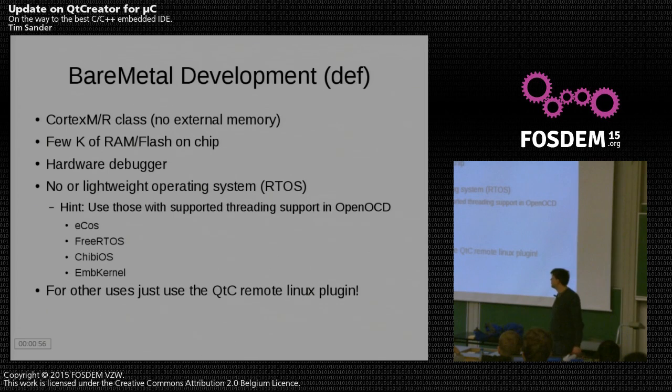So if you're using an open source hardware debugger, what I'm using is OpenOCD. I would recommend to use FreeRTOS, which has the task support built in by OpenOCD. So currently the list is eCos, FreeRTOS, ChibiOS, or the embKernel. And if you're developing on embedded Linux stuff or so, you're not going to use the bare metal plugin, because you can use remote Linux debugging, which is also very well supported in Qt Creator, but I'm not going to talk about that here. It's been working for several years now, so that's nothing new.